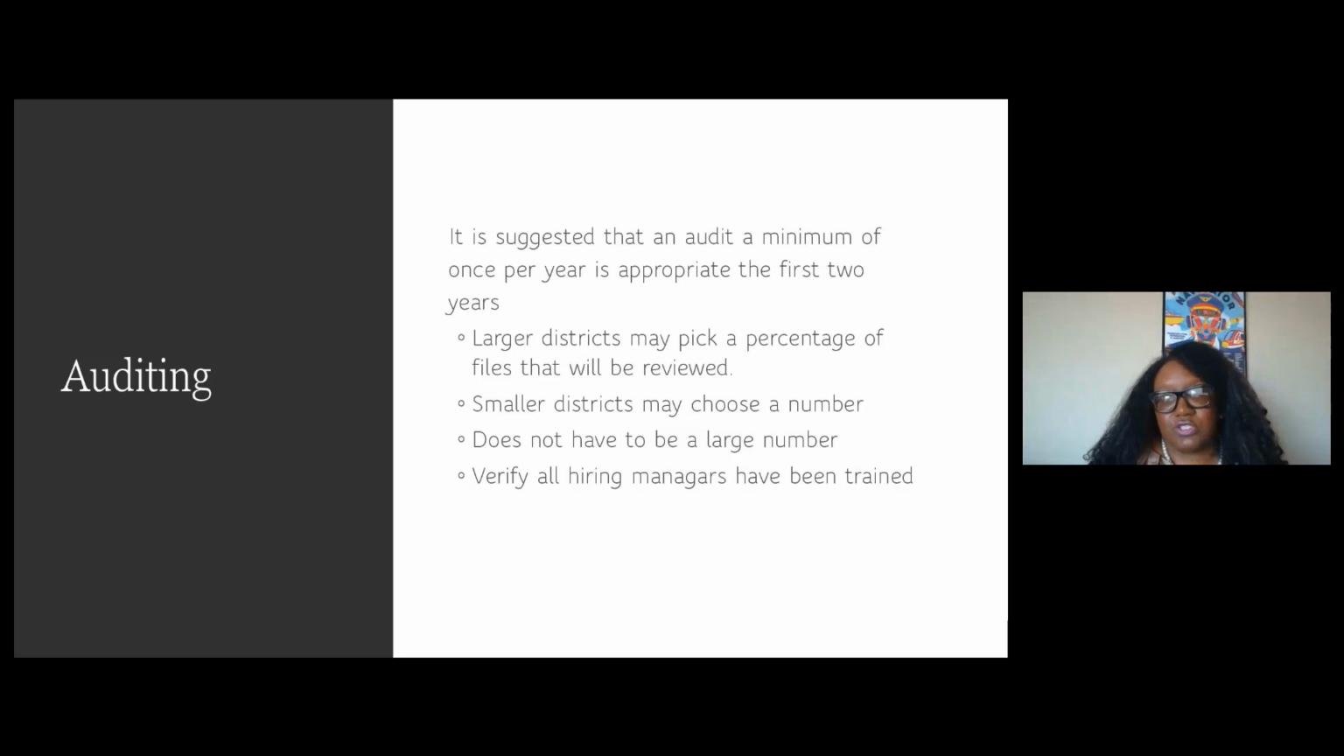Smaller districts, you can just choose a number. You can say, we'll look at 5 to 10 files every 3 years. We'll give ourselves an audit or hire someone. So it's a little bit easier to do, but come up with your anticipated number that's going to give you a good idea of what's happening, and keep you in the loop in terms of what's actually happening in the hiring process.